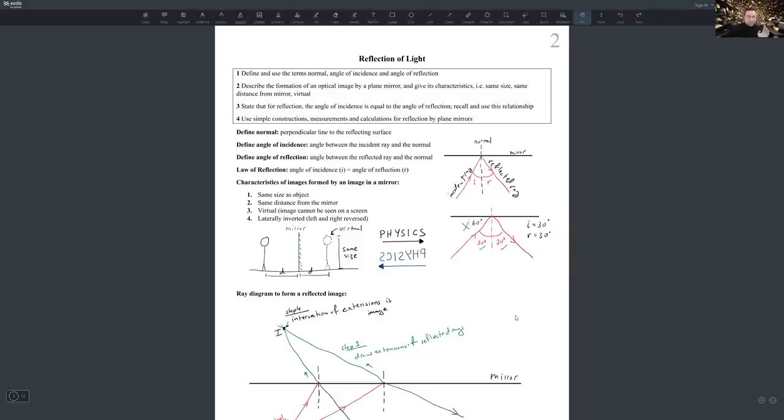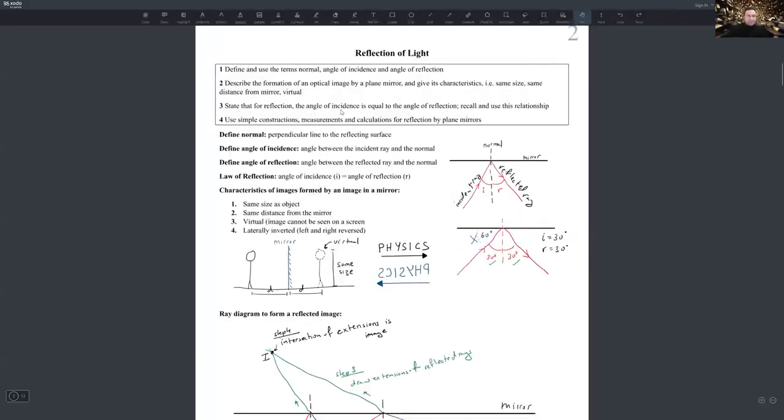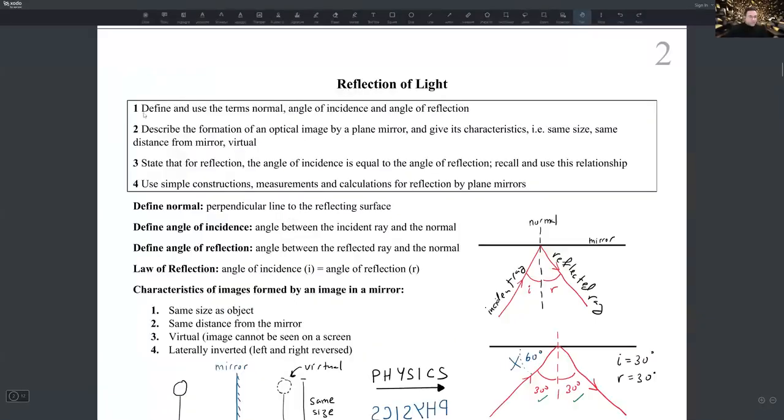Starting with the reflection of light. Of course, you know the drill by now. We have the Cambridge revision checklist. So you need to read this, and after you're done revising, you check if you understand these things. Like, do you understand what normal, angle of incidence, and angle of reflection mean? Describe the formation of an image by a mirror. Talk about its characteristics, what you see. Angle of incidence equals angle of reflection. Use simple constructions and measurements and calculations. Let's see now.